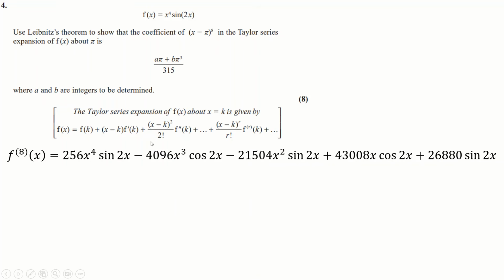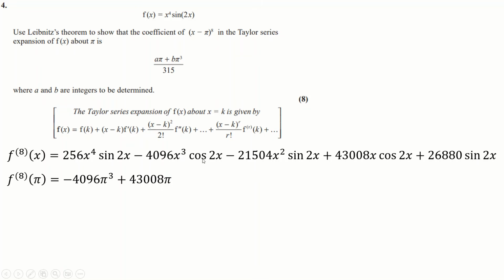And now, of course, we can say, well, okay, we need to evaluate that at pi, right? Because we're doing x minus pi, so k is pi. So we need to evaluate the 8th derivative at pi. So we put pi in here, but of course this is quite nice because sine of 2 pi is 0. So the sines all go away, and we're just left with the 2 cos terms.